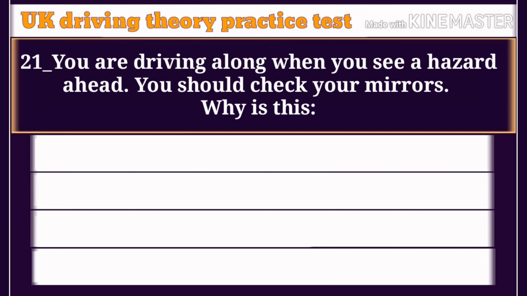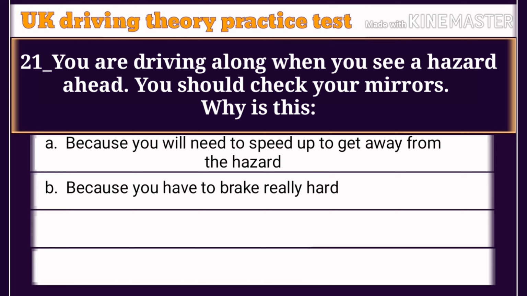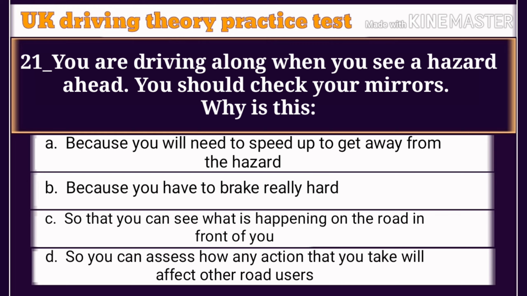Question 21. You are driving along when you see a hazard ahead. You should check your mirrors. Why is this? A. Because you will need to speed up to get away from the hazard. B. Because you have to brake really hard. C. So that you can see what is happening on the road in front of you. D. So you can assess how any action that you take will affect other road users. The correct answer is D. So you can assess how any action that you take will affect other road users.